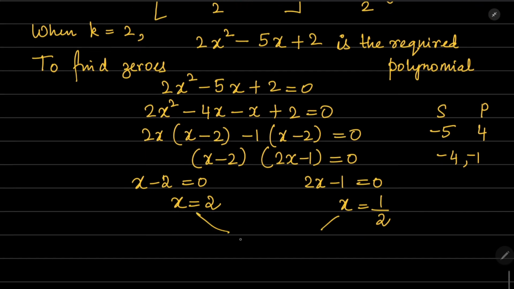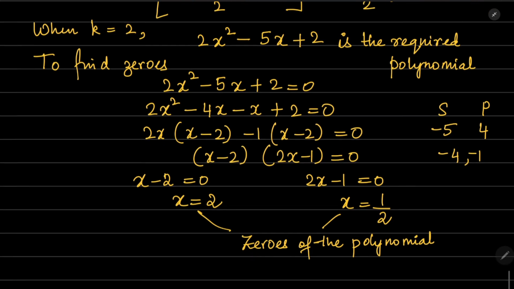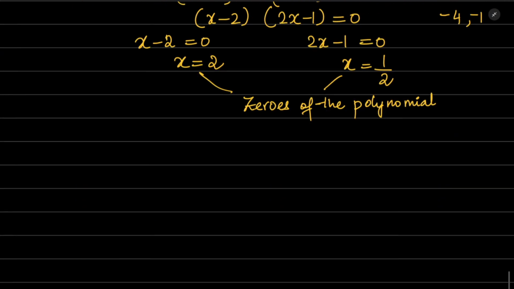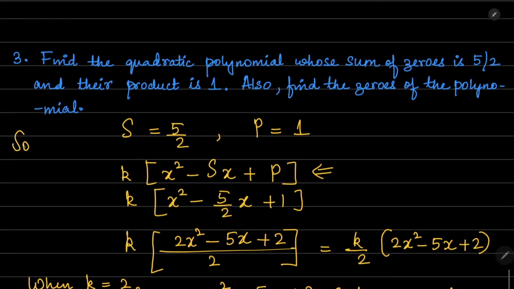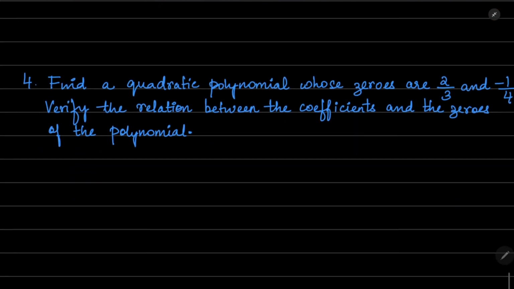So these are the zeros of the polynomial. I hope you understood. Let's move on to the next question. Please do pause the video and go through the steps. Now, let's move on to the next question.